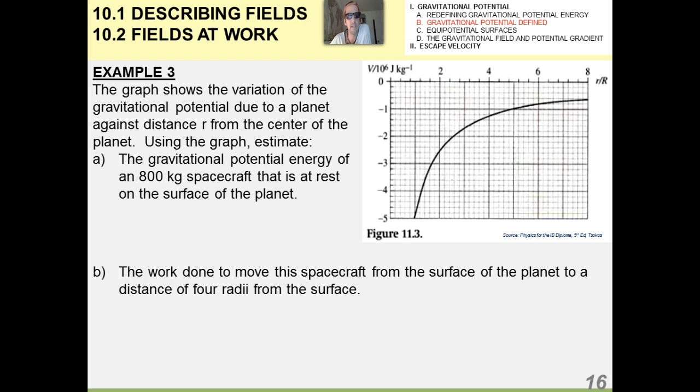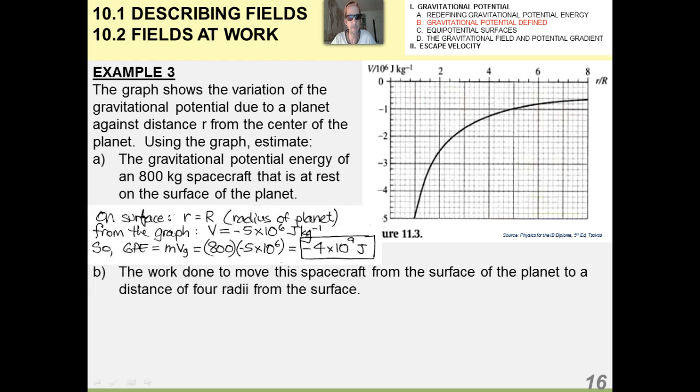All right. Let's get into some more complicated examples. These are past paper questions. Try this one. The graph shows the variation of the gravitational potential due to a planet against distance r from the center. Using the graph, estimate the gravitational potential energy of an 800 kg spacecraft that is at rest on the surface of the planet.